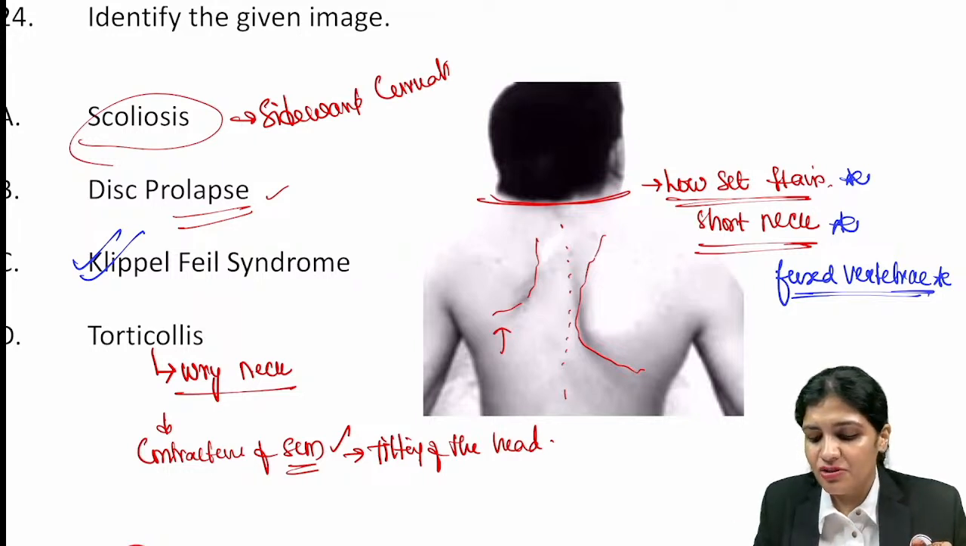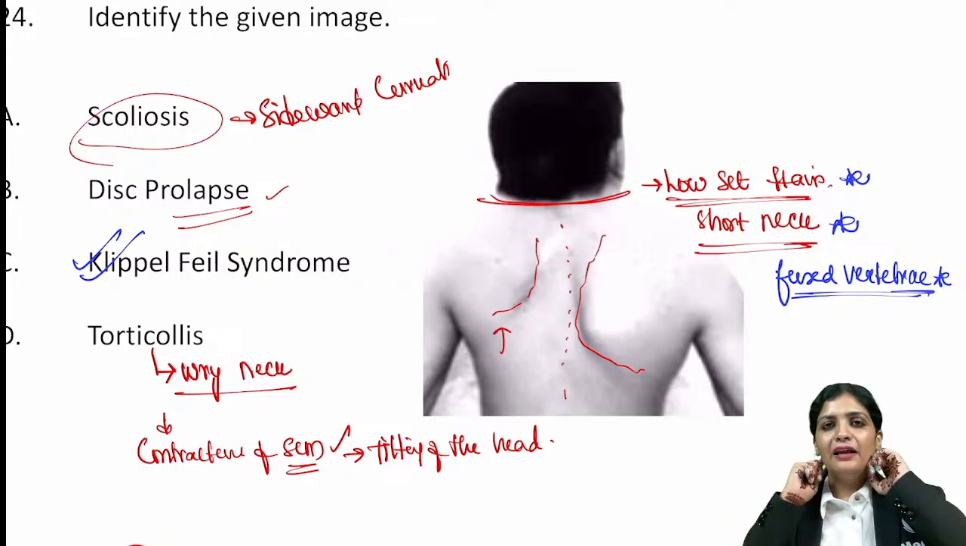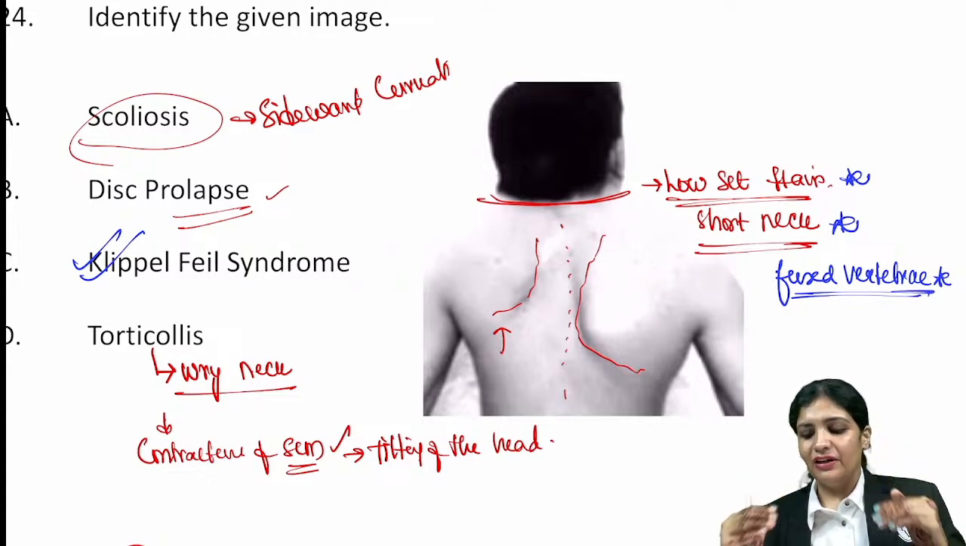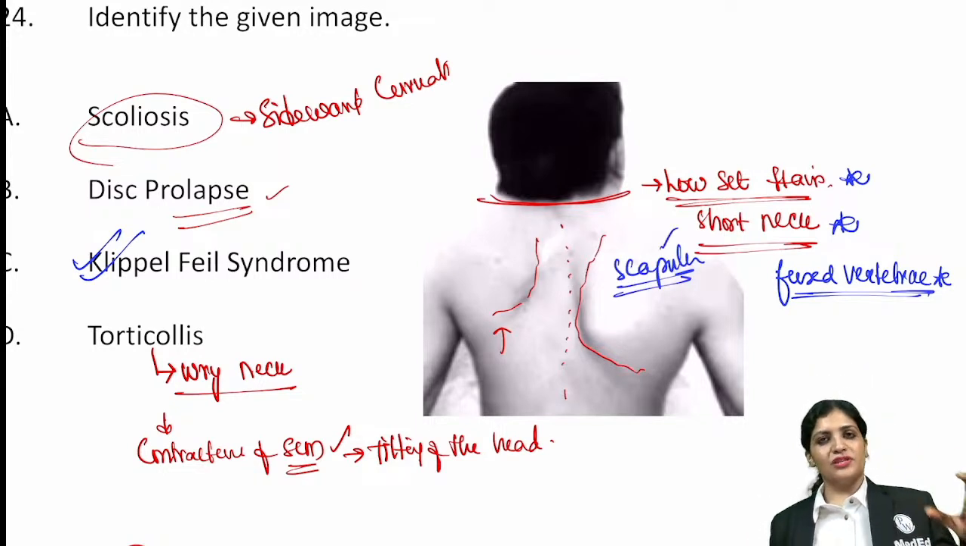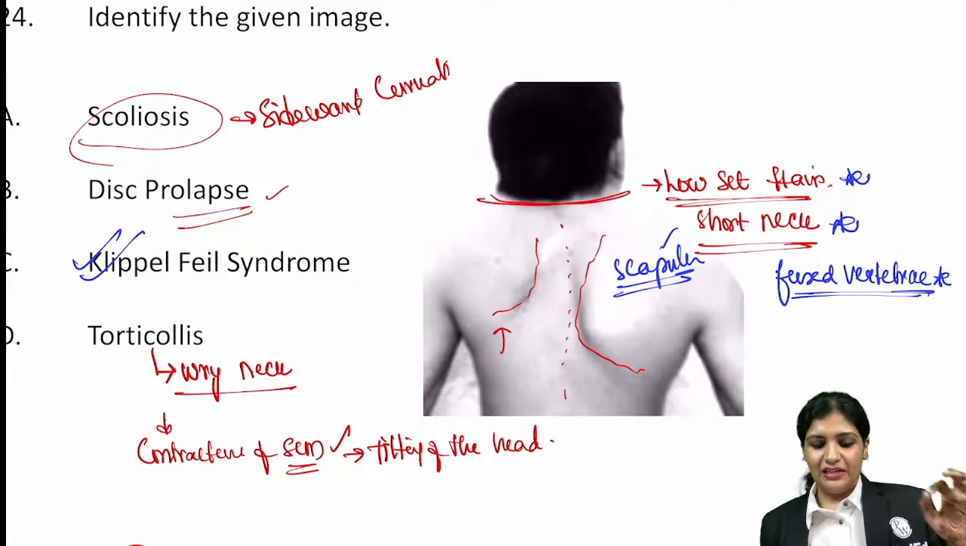So usually the hair should start somewhere near the level of the ear, and below the ear level is your low set hair, and then you see short neck and some deformity with the scapula. Right, so some deformity with the scapula, this goes in favor of your Klippel-Feil syndrome, right?